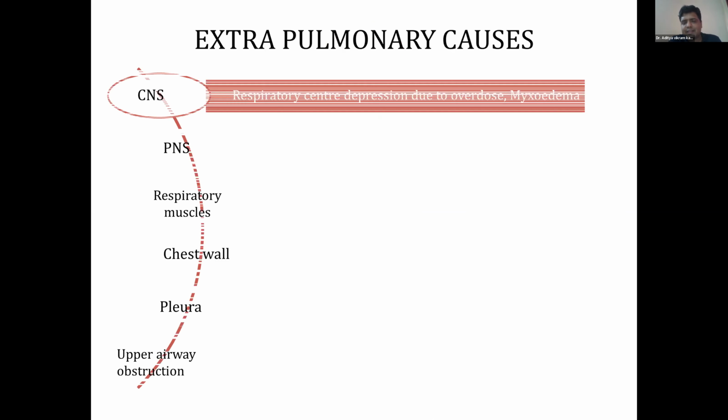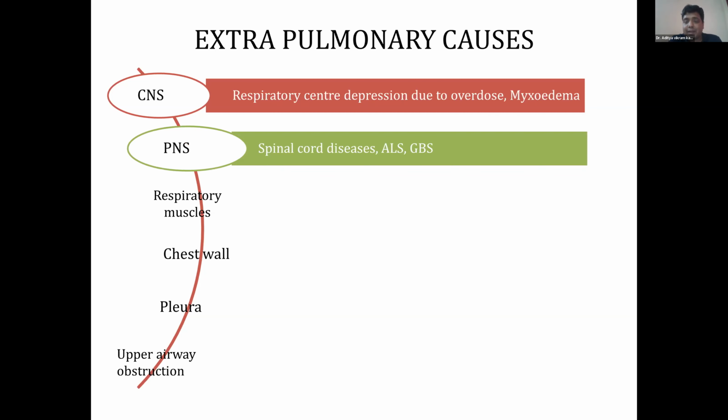So when we talk about CNS especially, there could be anything that can cause respiratory center depression, due to any drug overdose or a myxedema coma. Patient may have spinal cord disorders, where the patient may have an RTA, a spinal cord injury at the upper cervical level. Or the patient may have amyotrophic lateral sclerosis or Guillain-Barré, an ascending type of palsy, where the patient might come with only paresis or paraplegia. Gradually it keeps ascending, and the discomfort starts. So probably then we have to intervene accordingly.